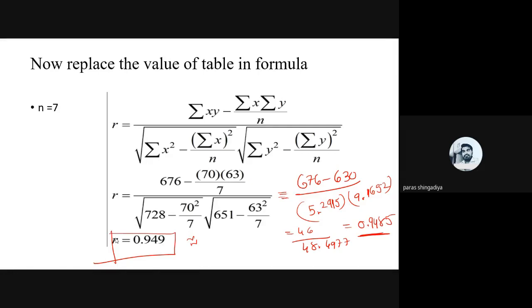Okay, so now the conclusion. It is a positive value, and it lies in 0.75 to 1. So it is a strong positive correlation. Okay, the data has a strong positive correlation.